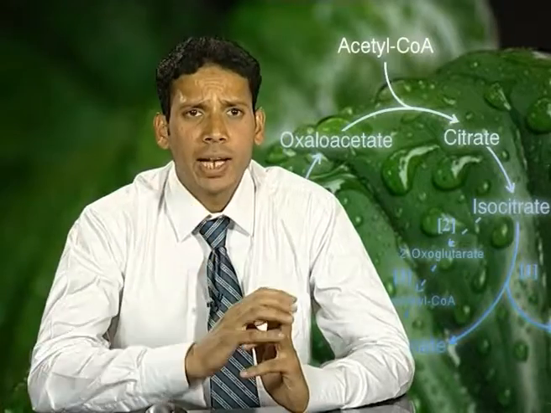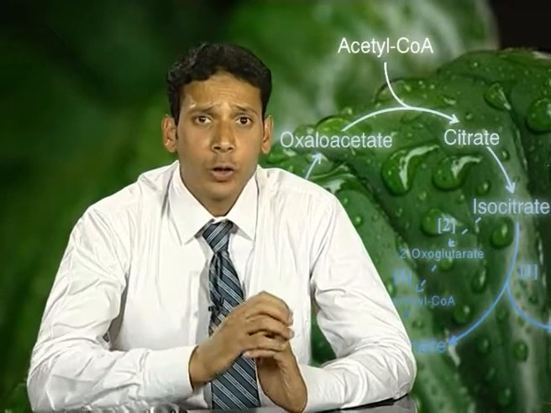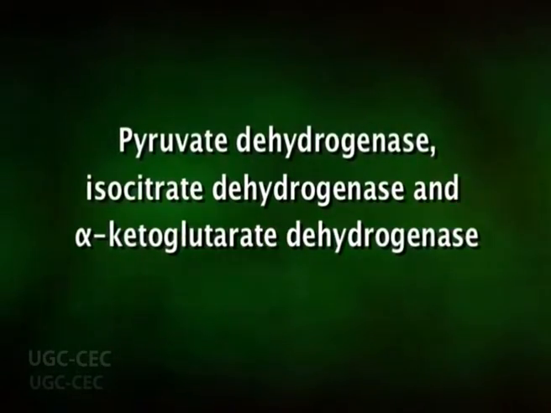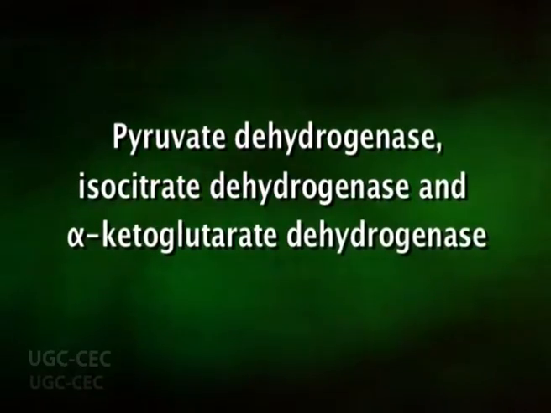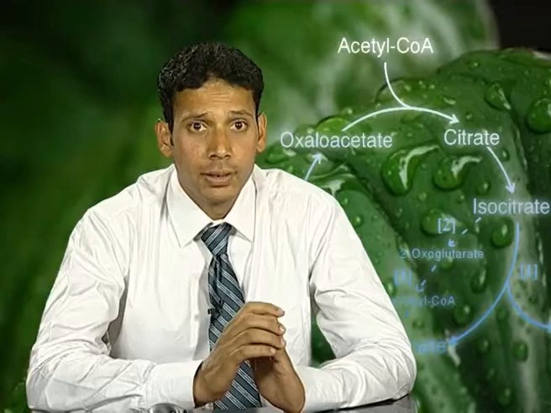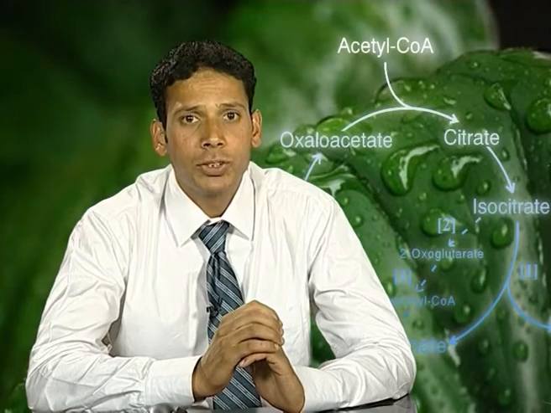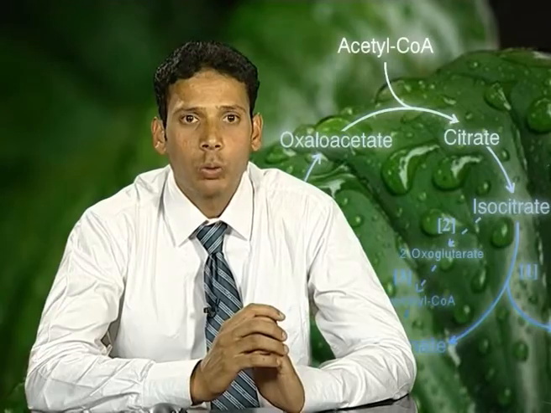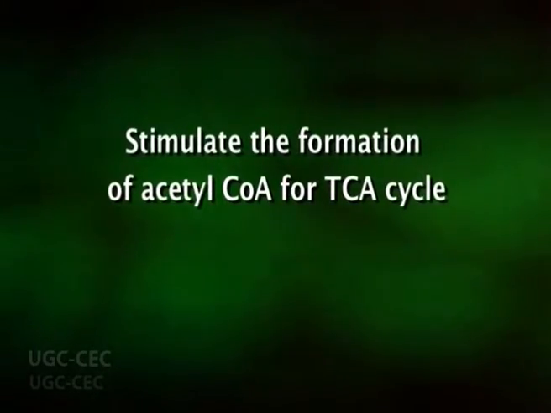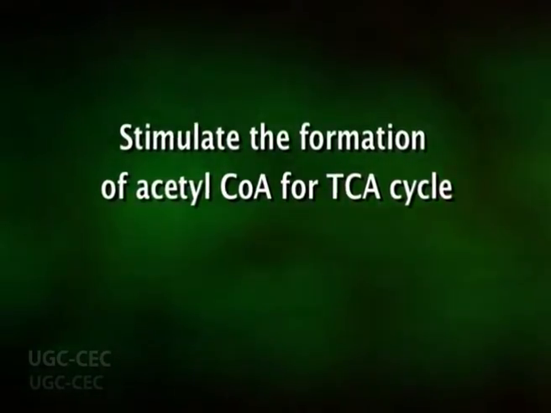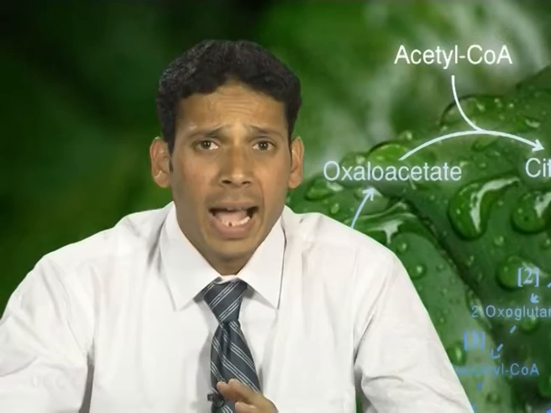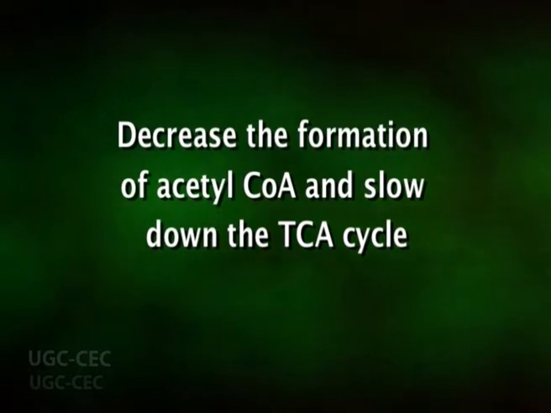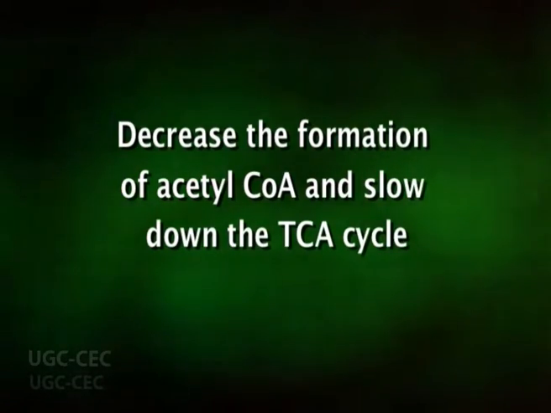It has been shown that calcium is used as a regulator. It activates pyruvate dehydrogenase, isocitrate dehydrogenase and alpha-ketoglutarate dehydrogenase. This increases the reaction rate of many of the steps in the cycle and therefore increases the flux throughout the pathway. Low levels of ATP stimulate the formation of acetyl coenzyme A for the TCA cycle, while high levels of ATP and NADH decrease the formation of acetyl coenzyme A and slow down the TCA cycle.